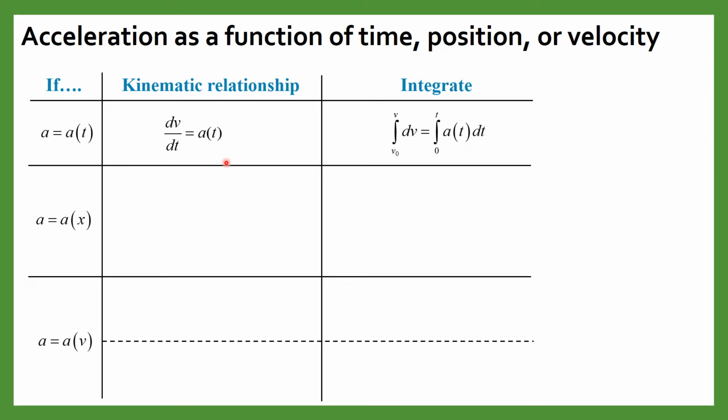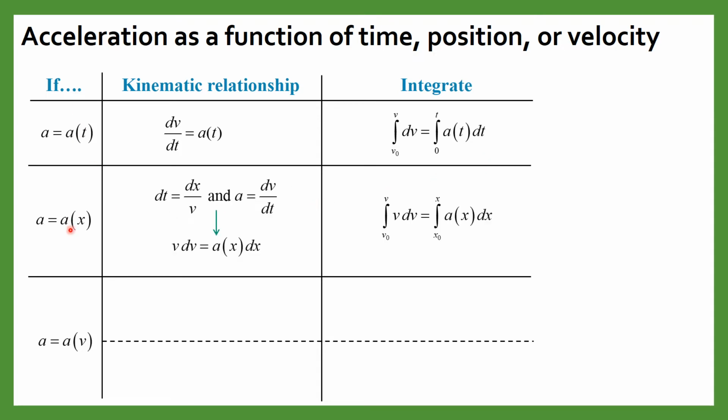So all of you know this expression, acceleration as a function of time, and this is the relation a is equal to dv upon dt. This is the kinematic relationship, and when you integrate this equation, just take dt here and integrate from the initial position to the final position, that means from 0 time to the time t. By solving this equation, you can calculate the velocity. Okay.